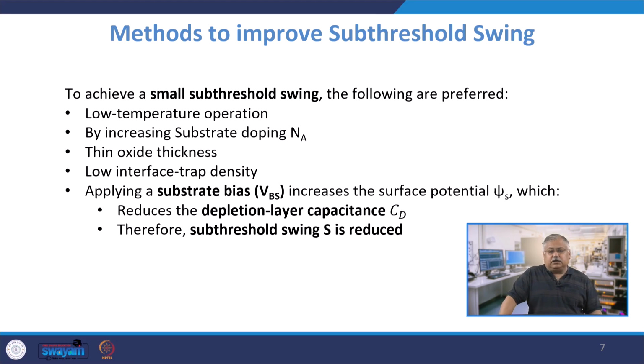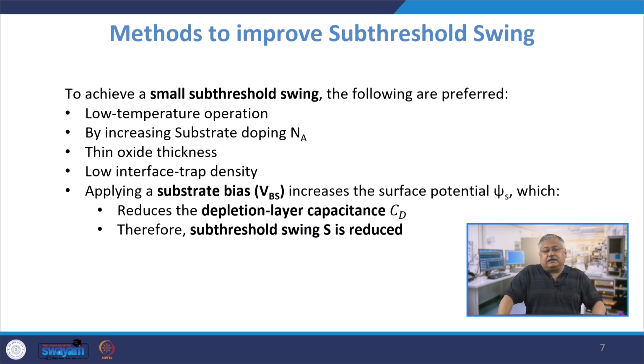Why? Because let us suppose you apply a positive gate bias and you apply a positive substrate bias. So, what will a positive substrate bias do? It will try to pull the electrons towards itself. So, you require a much larger gate voltage in order to invert the channel, and that is the reason the surface potential also increases.